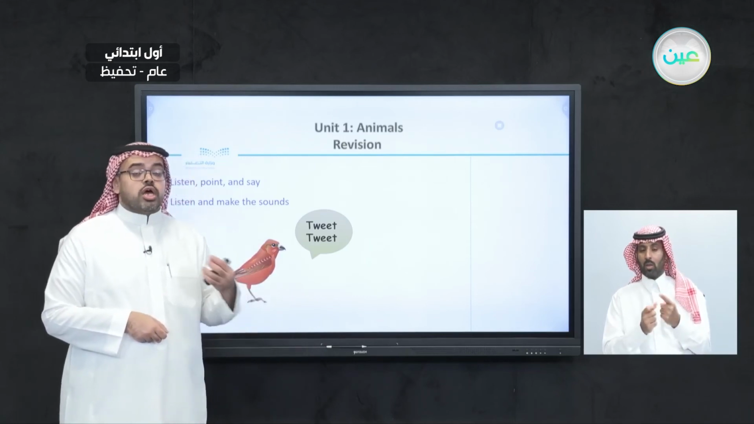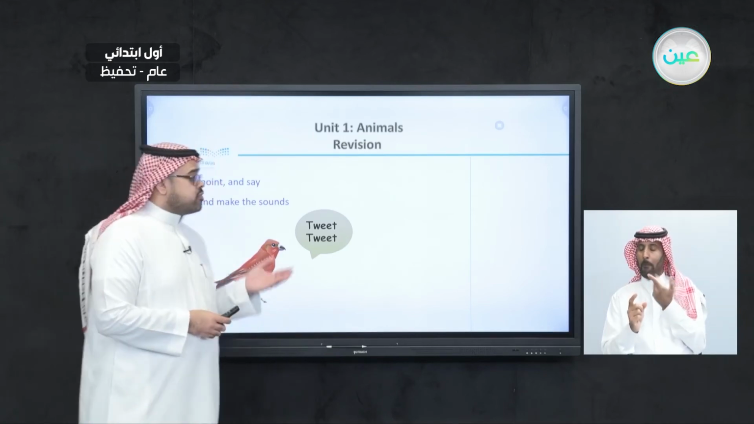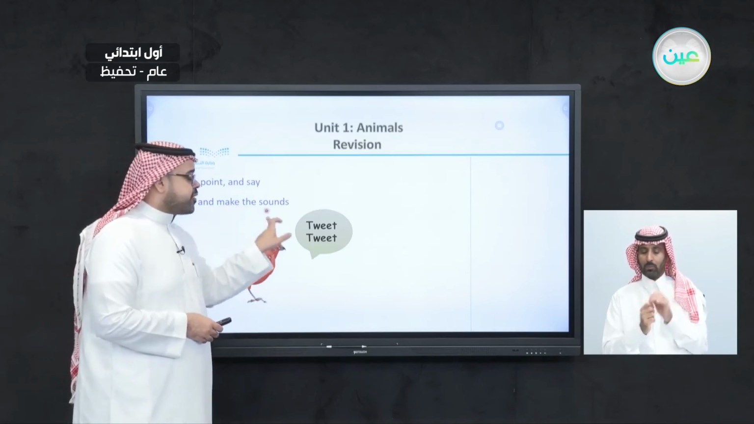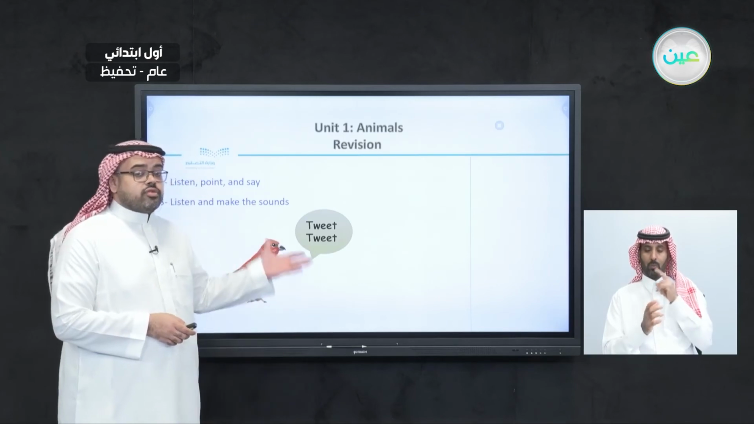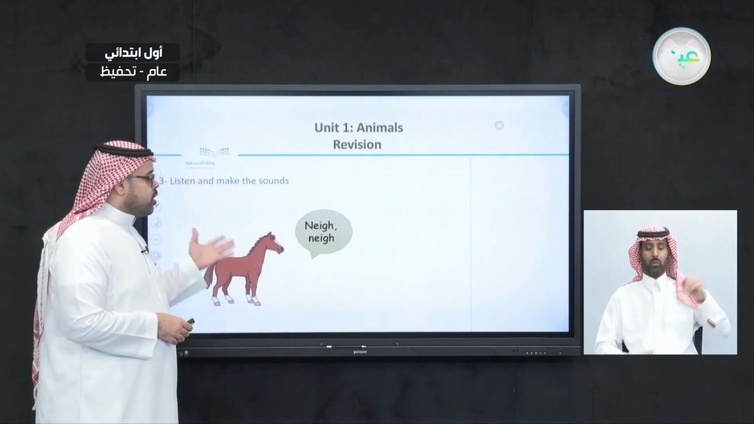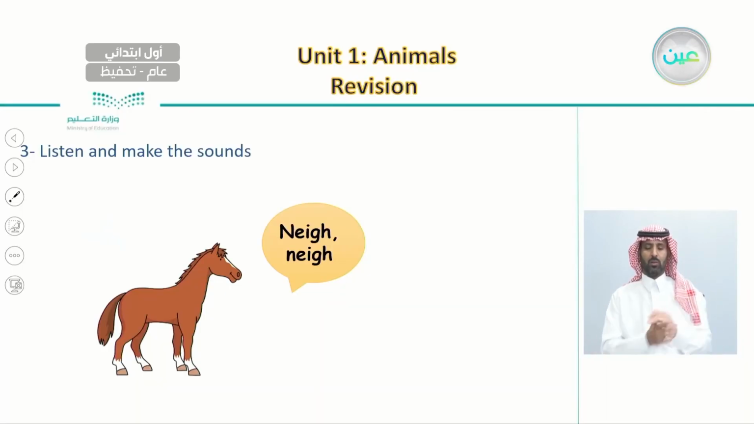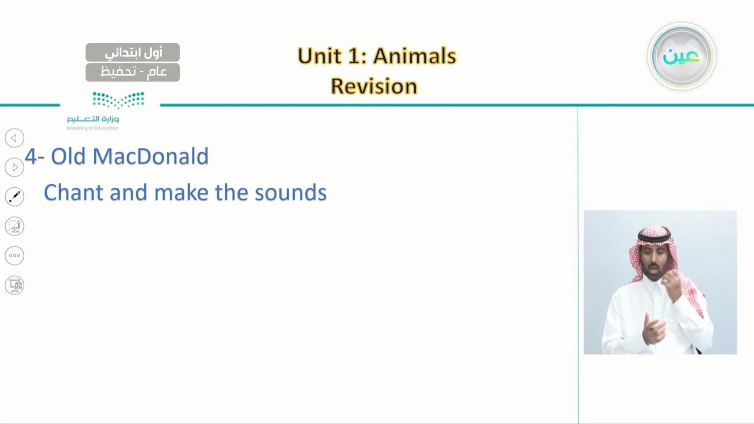So also we said that we can make the sound of the animal. For example, a bird has the sound tweet, tweet. And the horse has the sound of neigh, neigh, and so on. We listened to different animals and their sounds.